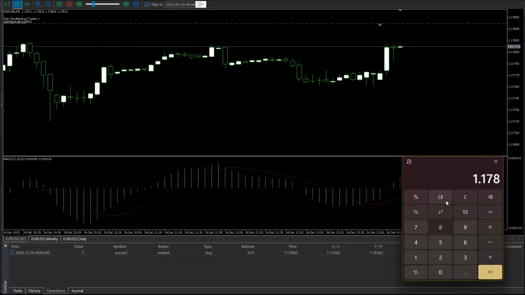And for the stop loss, 1.17842 minus 1.17642 gives us 200 points.